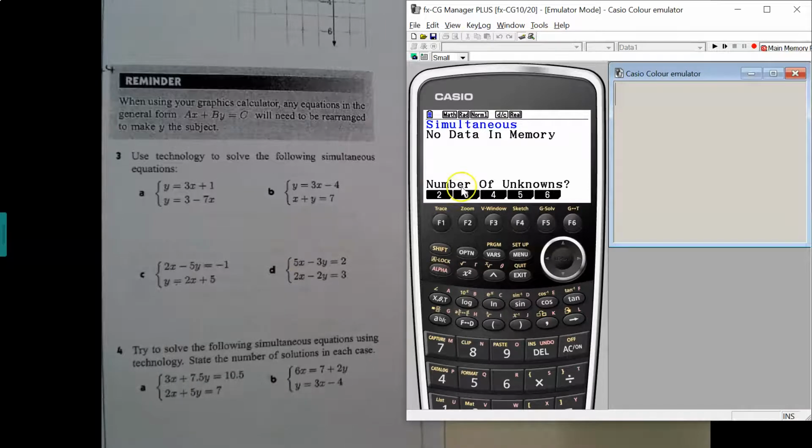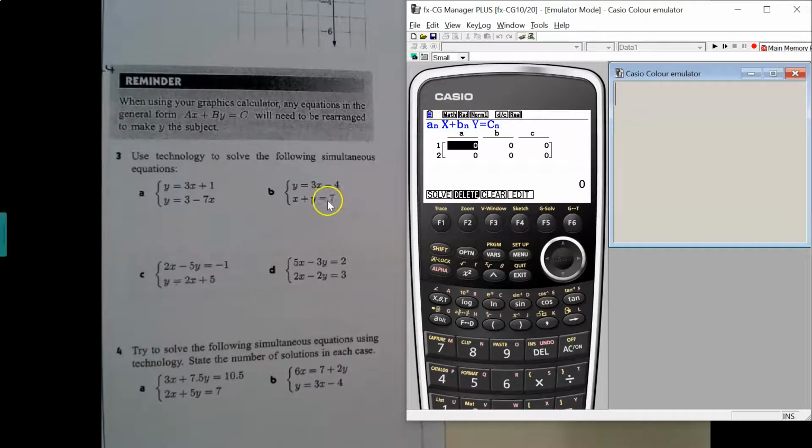Then the number of unknowns. In these simultaneous equations that we're trying to work out, we have unknown x values and unknown y values. So how many unknowns do we have? 2. So you click 2. Now, you can see that we're in this screen, and at the top, it says that the form of our equation has to be in ax plus by is equal to c.